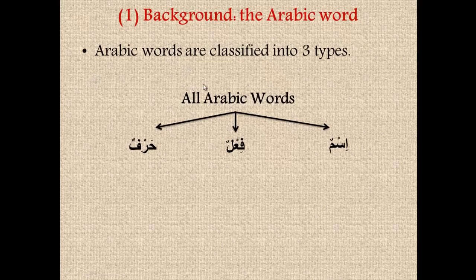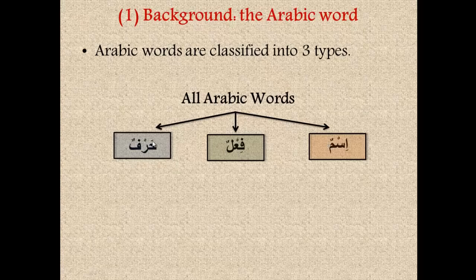All Arabic words are classified into three different types. So if you take an Arabic word, it's going to fall under one of these three categories. It's either going to be an ism, a fi'l, or a harf. Ismun, fi'lun, wa harfun. What's an ism? An ism is a noun or a pronoun. So all nouns or pronouns fall under this category of ism.